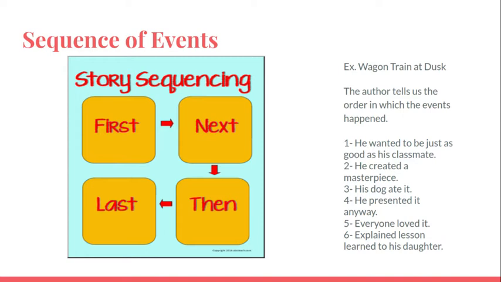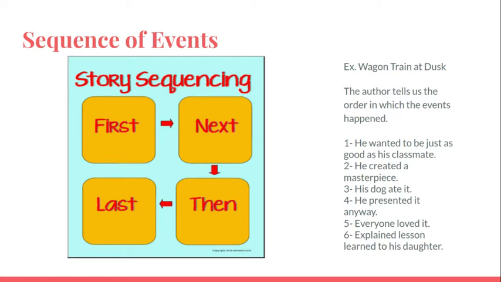Sequence of events. So in your nonfiction narrative, you need to make sure that you have some type of sequence. So if we look at the example of Wagon Train at Dusk, the author tells us the order in which the events happened, and he does it sequentially.